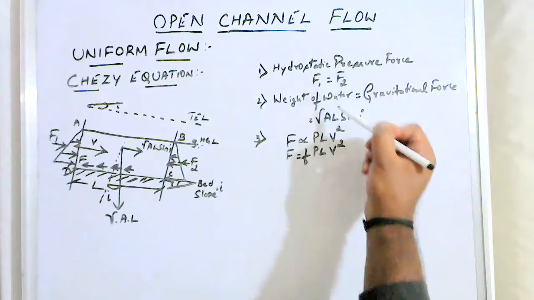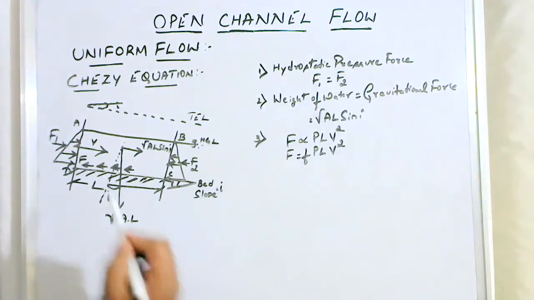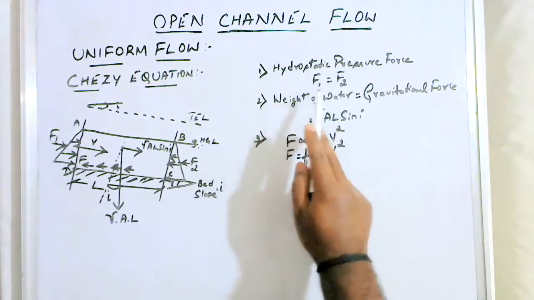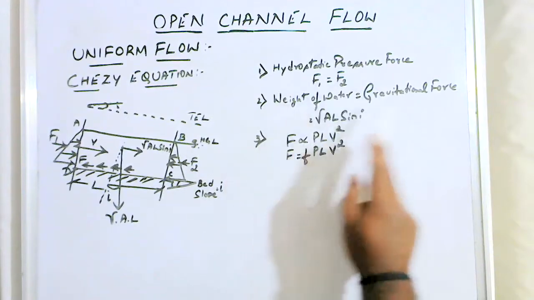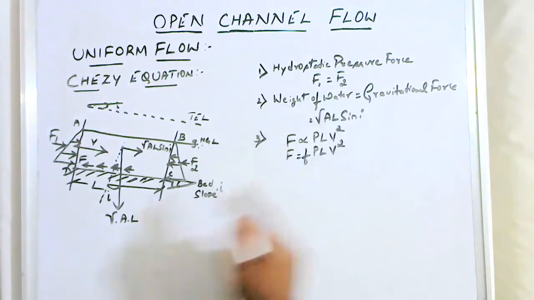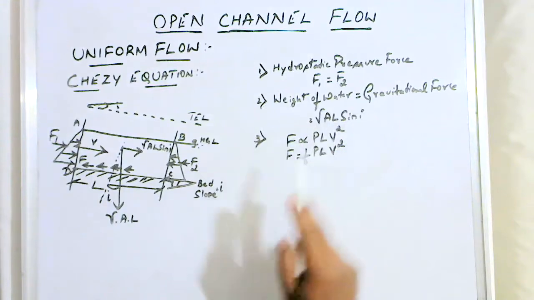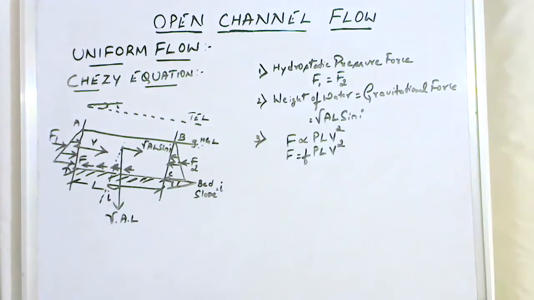These are the three important forces that Chezy considered in order to derive the equation for velocity. One is the hydrostatic pressure force, F1 and F2, both equal. Then the gravitational force, which is the weight of water in the flow direction, density multiplied by volume into sine i. The third is the resistance F, which is directly proportional to P L V square, that is F equals small f P L V square.